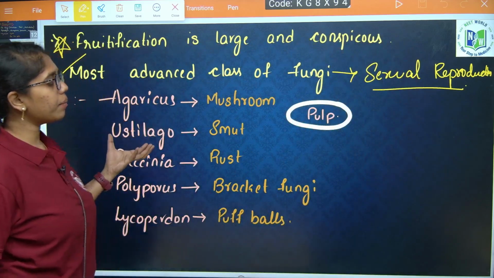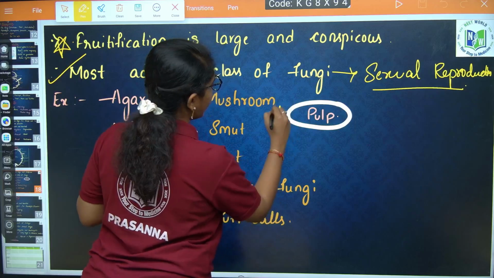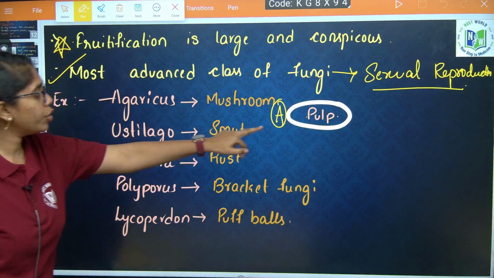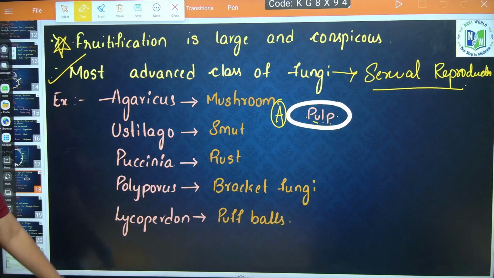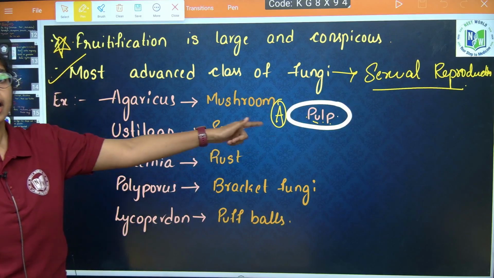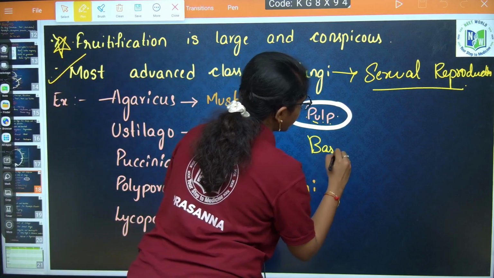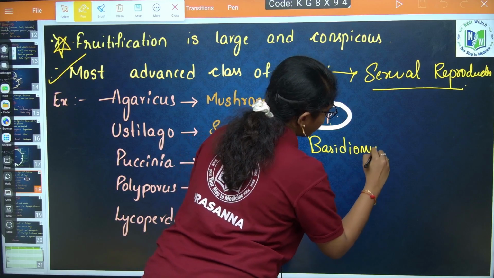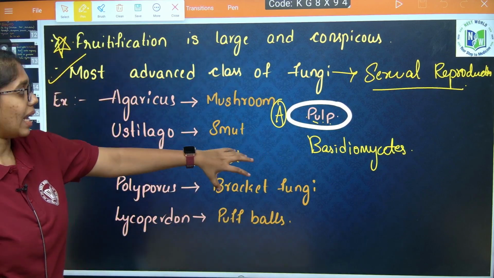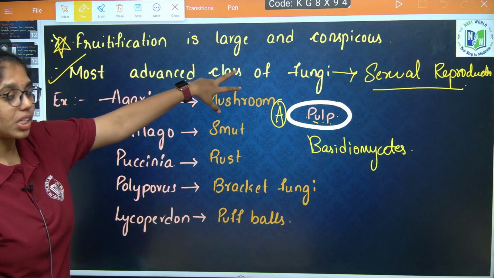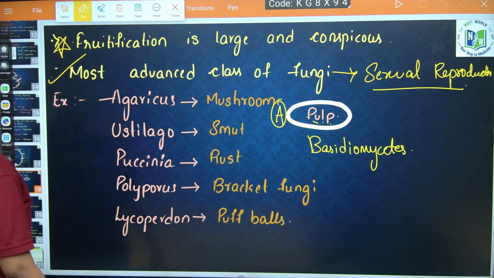You can easily remember with a small mnemonic which I gave, A PULP. A for Agaricus, P for Puccinia, U for Ustilago, L for Lycoperdon, and P for Polyporus. In this way you can easily remember the examples under the class Basidiomycetes. If you have a better mnemonic than this, you can rely on that also, beta. The only point is you need to remember all the examples under this class. All the features which we have discussed just now will be asked by giving the names of these examples only. Okay.